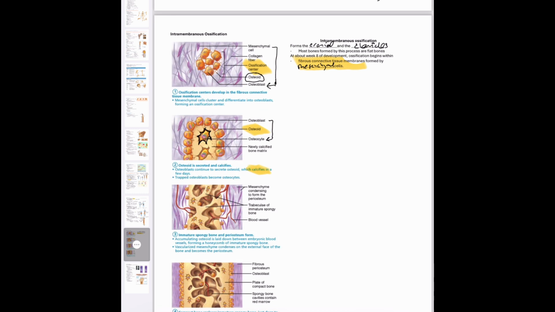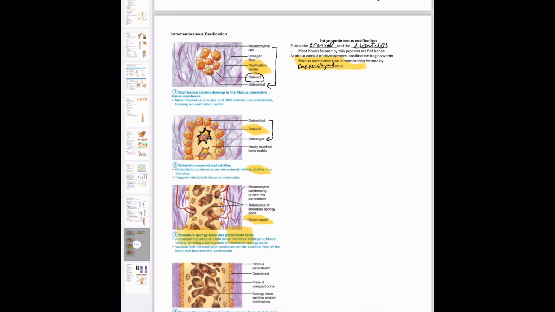And then moving on to step 3. We get the formation of immature spongy bone, and we also have the periosteum formation. You can see in this step, we don't necessarily have that periosteal bud, but we are increasing the blood supply here. Make note of, there's no osteoclast going on here.